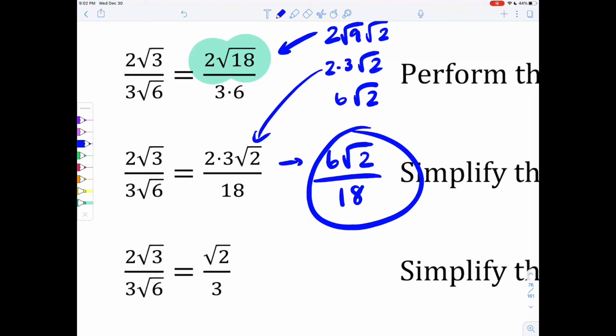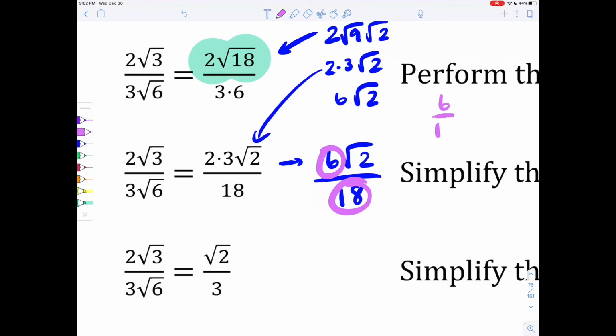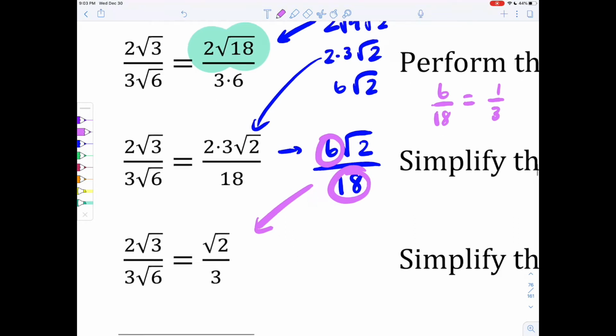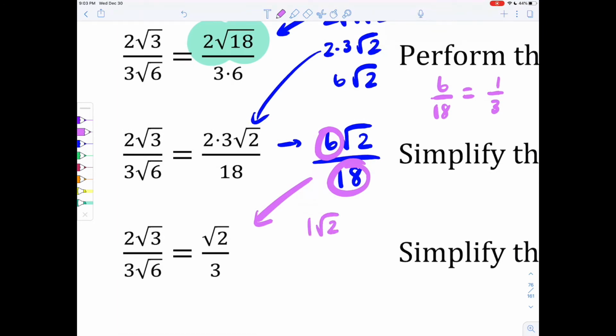That is absolutely fantastic. But look at those whole numbers. 6 and 18 can be reduced. So 6 over 18 can be reduced to 1 over 3. So you'll notice on this next line here, we end up changing that 6 to a 1 and the 18 to a 3. But we never actually write those ones when they're in front of a radical. So instead of having 1 root 2 over 3, we have just root 2 over 3.